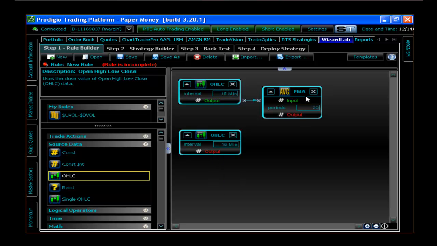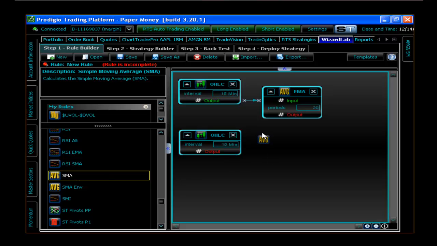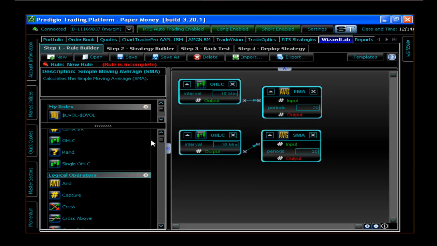But I can compare a 20-period exponential moving average against a 20-period simple moving average. So let me scroll down and find the simple moving average here. And I can connect the output of the OHLC into the input of the SMA, and I can change this period number to 20. And now I've got an output for exponential moving averages and an output for simple moving averages.